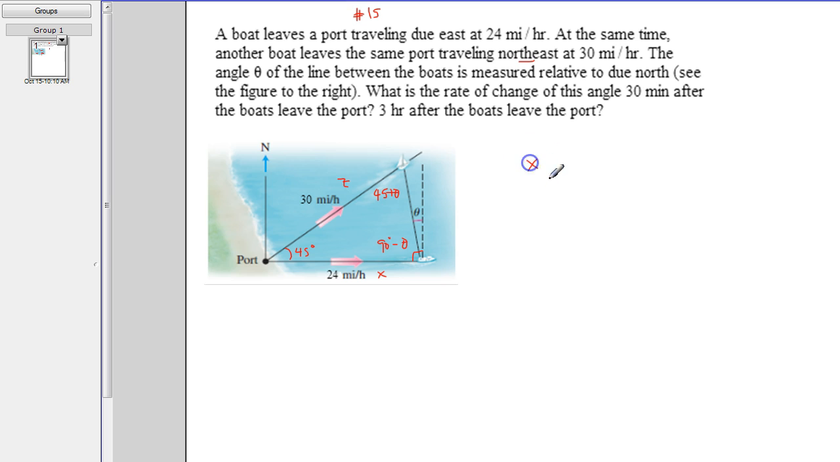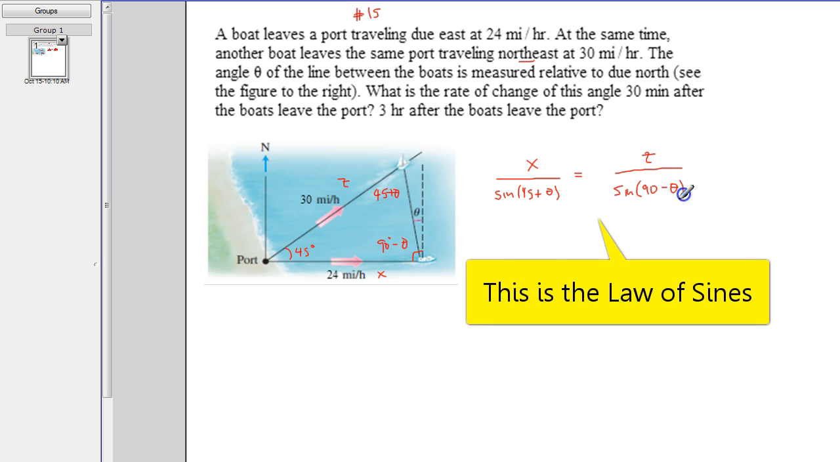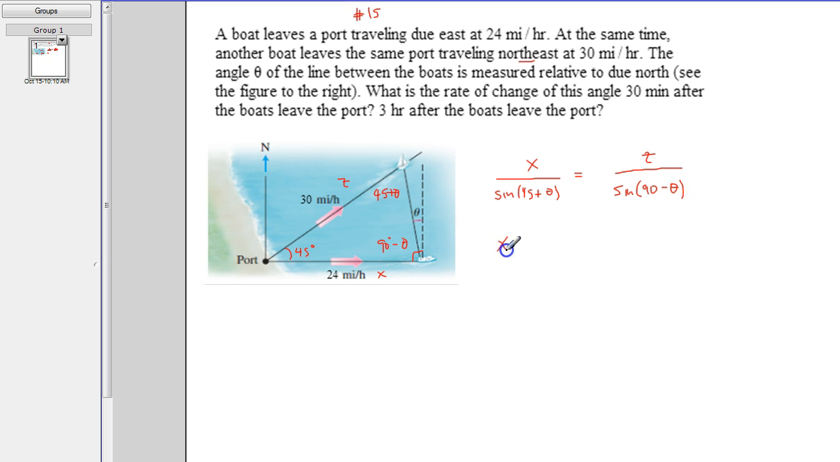We can say that x is to, this is side x, the angle opposite that is over here. So x is to the sine of 45 plus theta, as z is to the sine of this, sine of 90 minus theta. And then if we cross multiply, we end up with x sine of 90 minus theta equals, cross multiplying here, z sine of 45 plus theta.